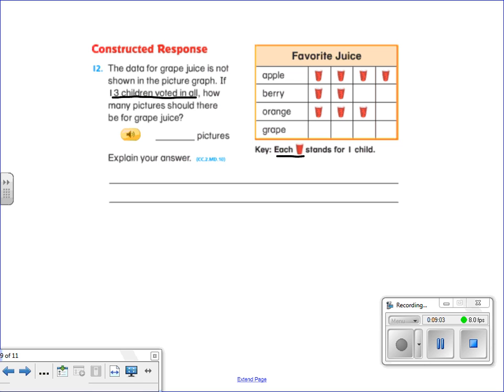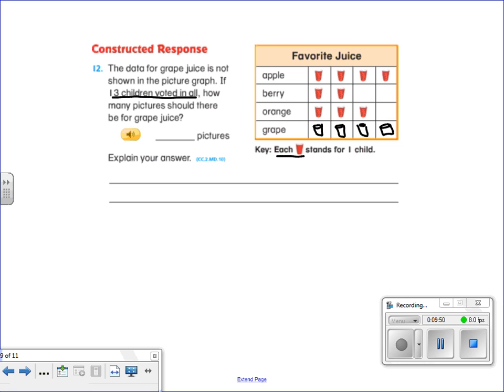So how do we solve this one, Elizabeth? The answer is 4, and I counted apple, berry, orange all together. Okay, so apple we have 4, berry we have 2, orange we have 3, 4, 5, 6, 7, 8, 9. What you basically can do is continue drawing cups until you get to 13 from 9, 10, 11, 12, 13 cups.